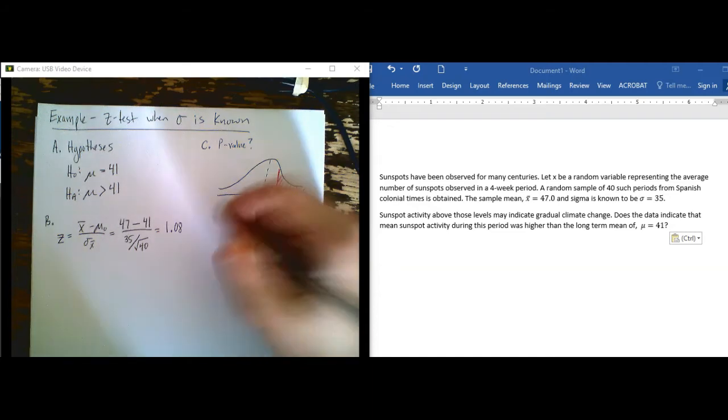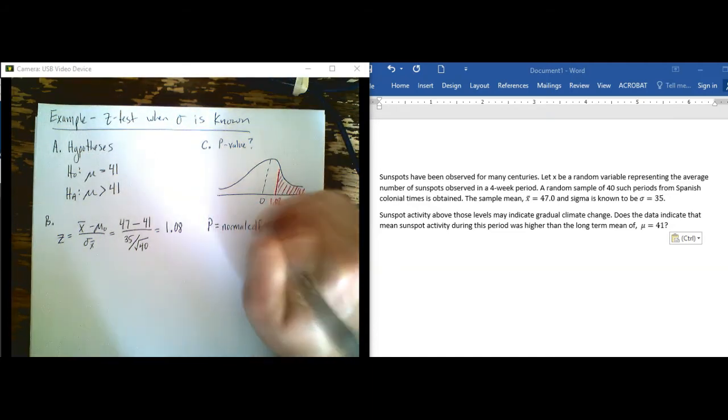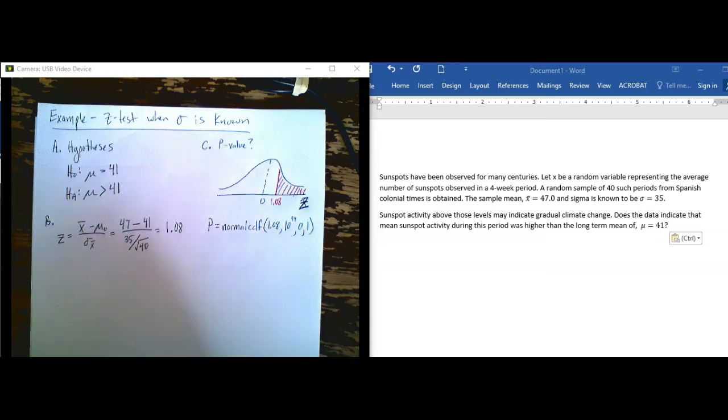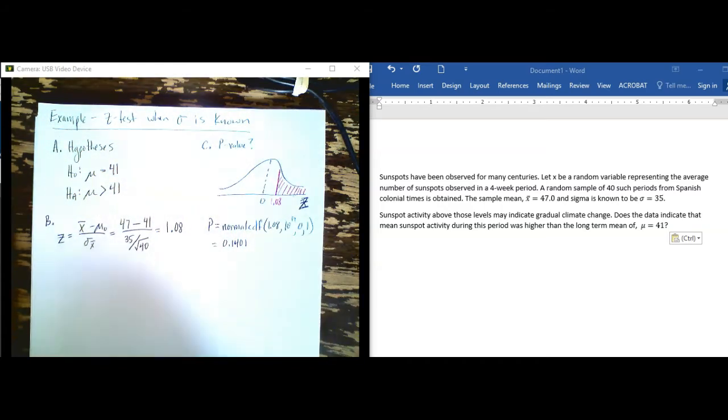So let's get it. Our p-value will be equal to normal CDF, lower bound 1.08, upper bound 10 to the 99, 0 and 1 for our distribution. So let's see what we get. Second distribution, normal CDF, throw in your values. So this is 0.1401, approximately.